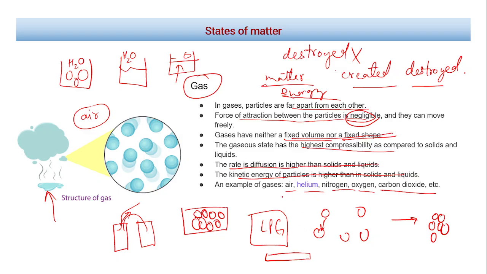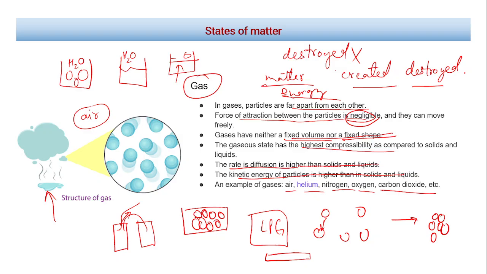So we can easily see around us these things that we are discussing: compressibility, rate of diffusion, fixed volume or fixed shape. These things are very common. I don't think anybody will have confusion, but if you have, just look around you and observe, and you will be able to see these things happening. Okay, so these are the three states of matter we discussed, which we very commonly see around us.